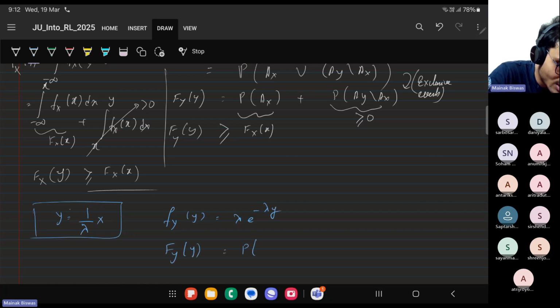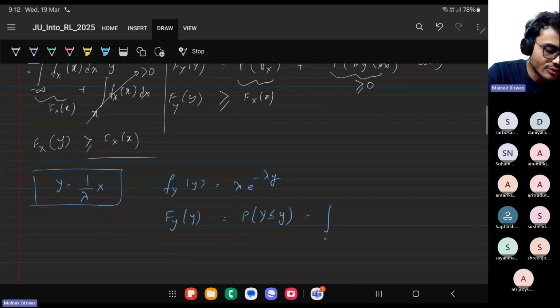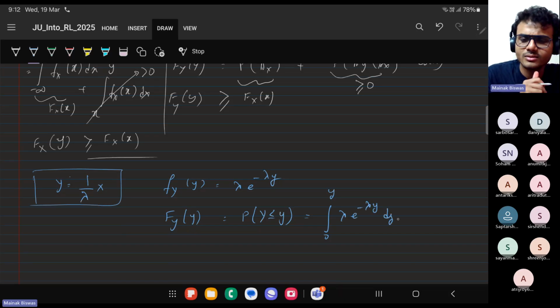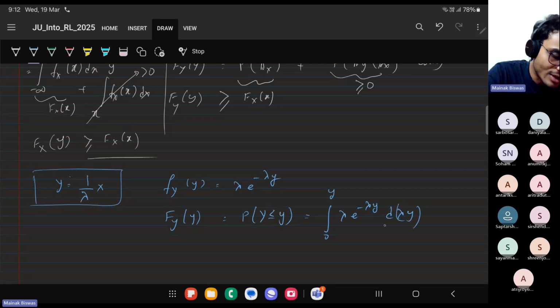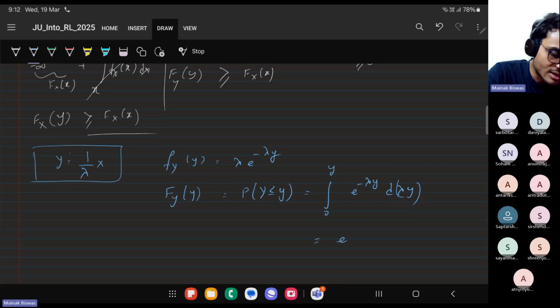So now let us find F_Y of y. That is the probability of Y less than or equal to y. What is this going to be? The integral from 0 to y of lambda e to the power minus lambda y dy, right? Fine. So I replace this dy with lambda dy. So I get e to the power minus lambda y from 0 to y. So I get 1 minus e to the power minus lambda y.